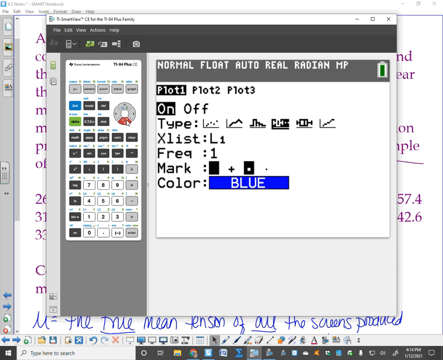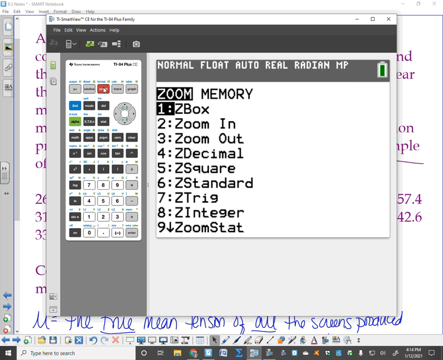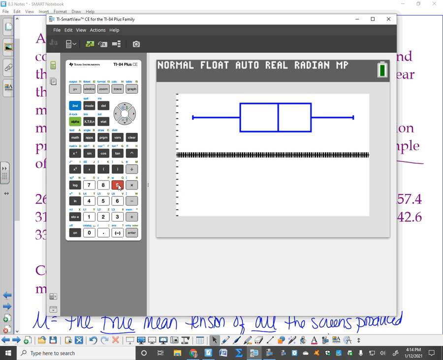So I can't just hit graph, because when I hit graph, my window is 10 in either direction, and this data is like in the 200s. So I'm going to go zoom stat. So zoom none. And there he is. And he's cute. He is roughly symmetrical with no outliers. So that is what I'm going to write.